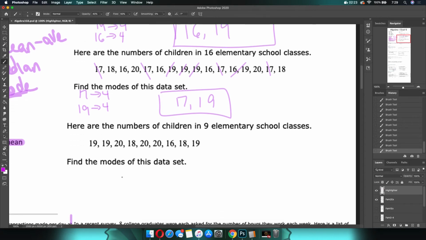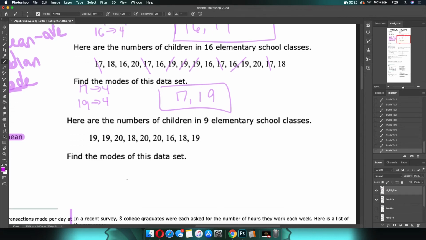And we're starting to see the pattern here. We're looking for the numbers that are most repeated. Let's see here, 19 again. 1, 2, 3. That's 3 times. Can we do better than that? 20 is 1, 2, 3 times. And that's it. So again, 19, comma, 20.